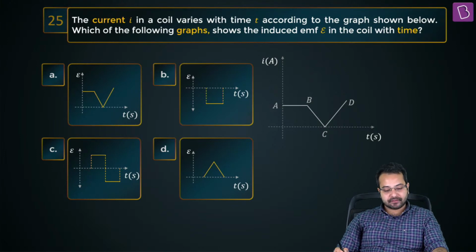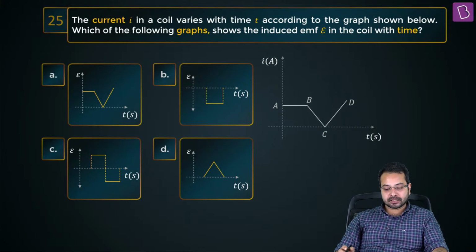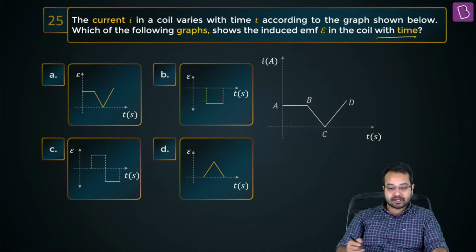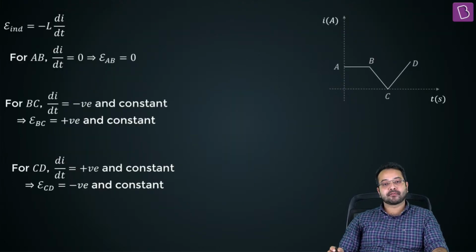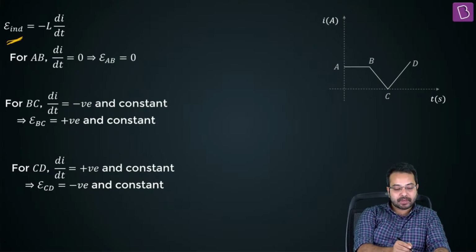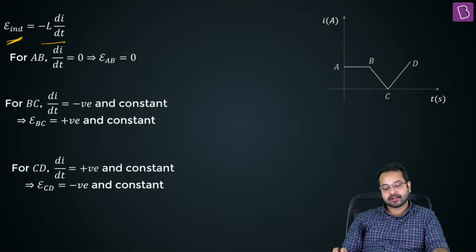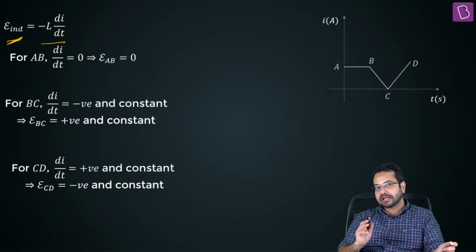Alright, next, what do we have? The current I in a coil varies with time according to the graph shown below. Which of the following graphs shows the induced EMF E in the coil with time? So we have a graph which is a graph of I versus t. We have to tell what will be the graph for EMF with respect to time. Okay, so the EMF induced in an inductor is given by minus L dI upon dt. What is dI upon dt? dI upon dt is the slope of the I-t curve.